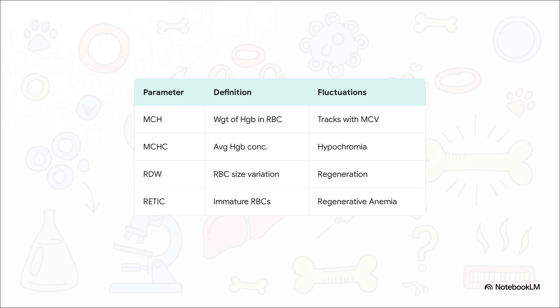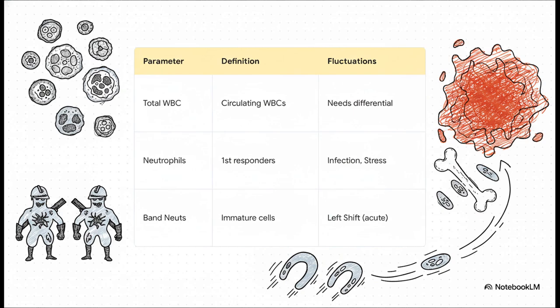Finally, look at the retic count right there at the bottom. This is the absolute number of immature, non-nucleated red blood cells. Honestly, it is the ultimate undisputed test of how well the bone marrow is actually functioning. Okay, let's transition over to the leukogram. We're starting with the first responders, the white blood cells.